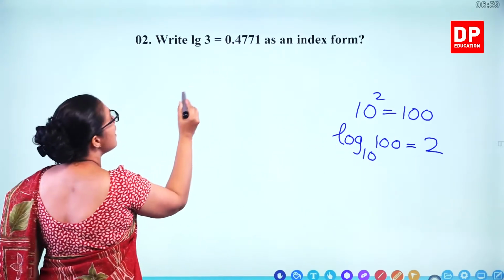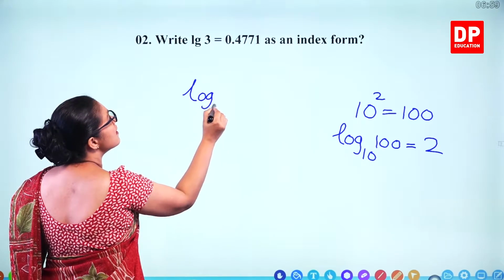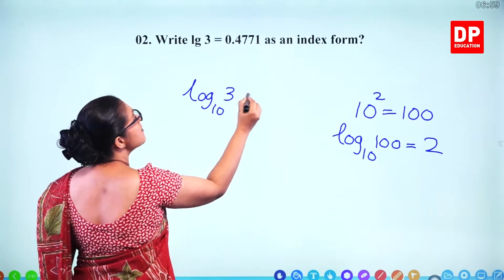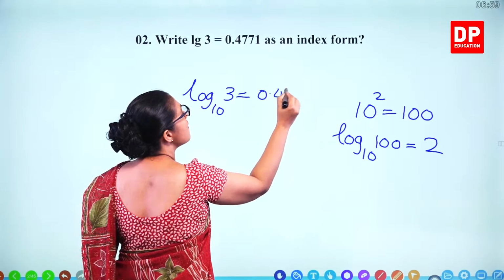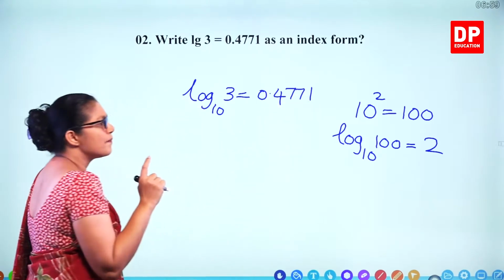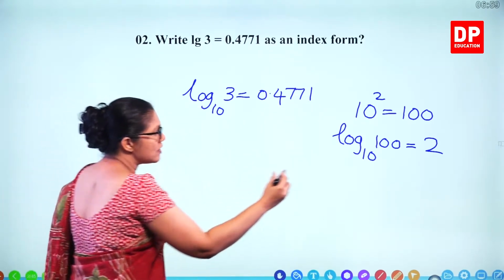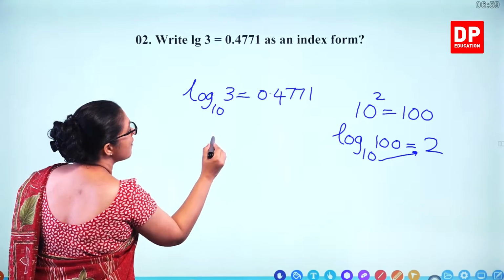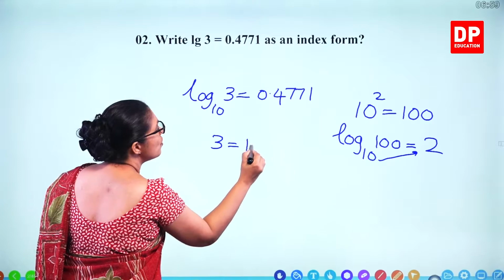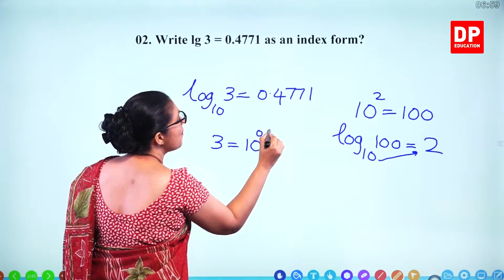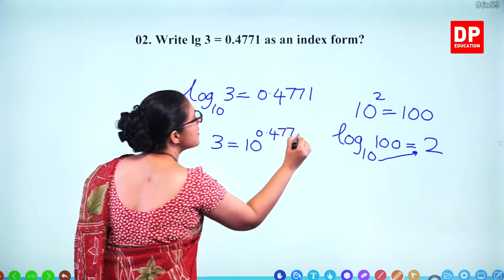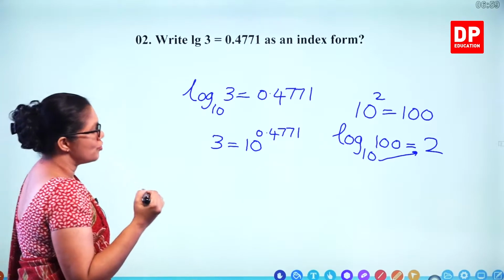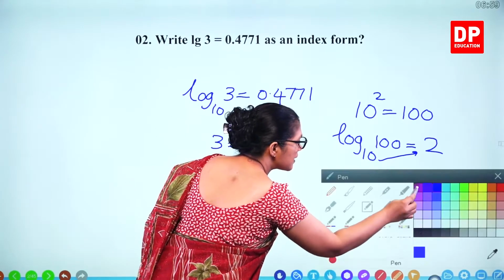lg means log base 10. lg 3 is equal to 0.4771. So how do you write it down in index notation? 10 squared. So here we can write 3 is equal to 10 to the power 0.4771. So you get 2 marks for that.